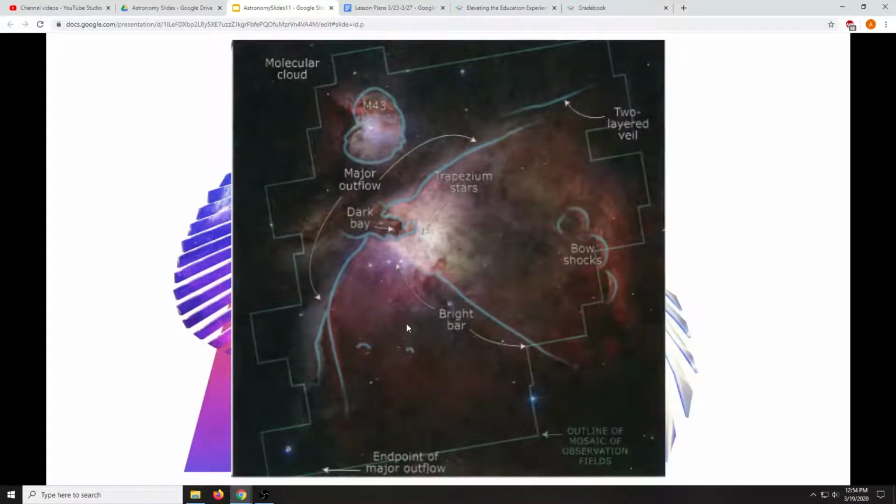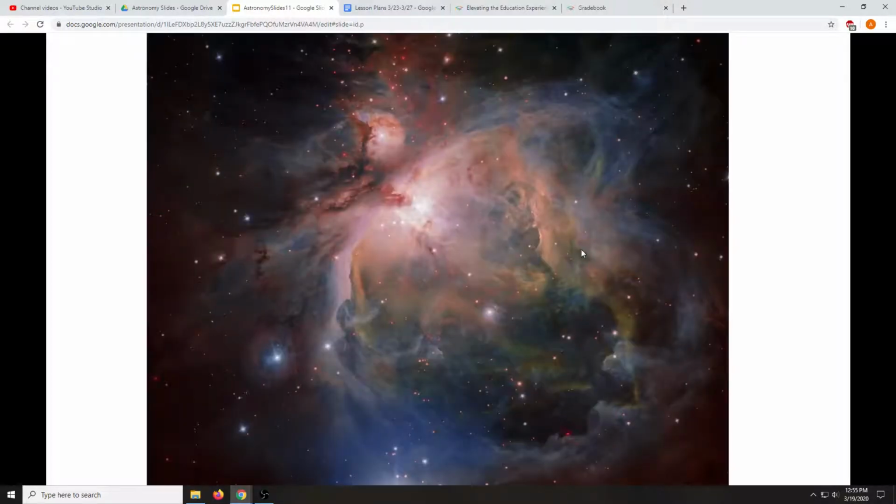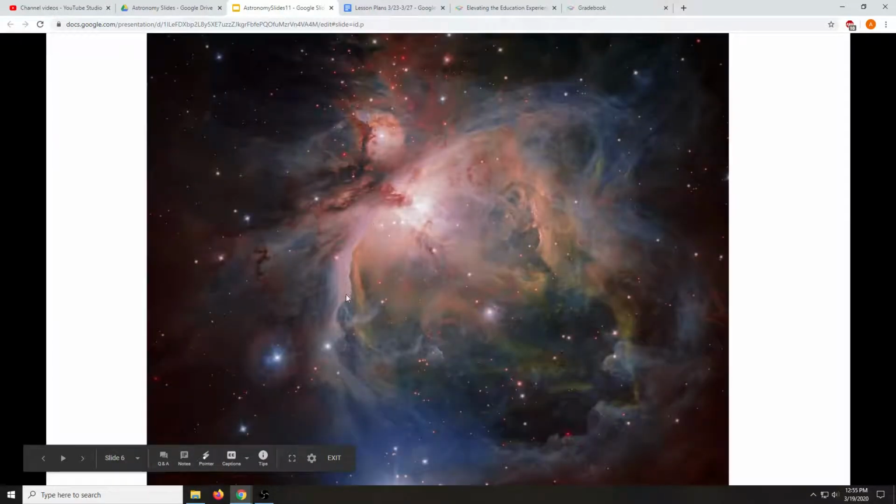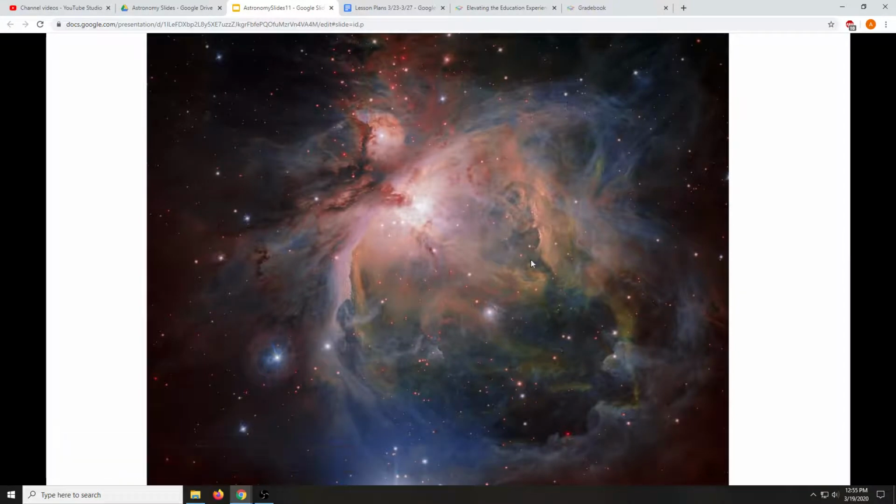Here's a picture from your book that shows you different spots. We have a little dark bay, which means there's some dust going in front of some stars behind it. We have little shock waves of new stars forming. When the new stars form, they shoot little shock waves, so we can see that there. We have the endpoint of a major outflow, so we can see there's all sorts of different terrain features, almost, if you will, of this cloud based off of the stars inside of it.